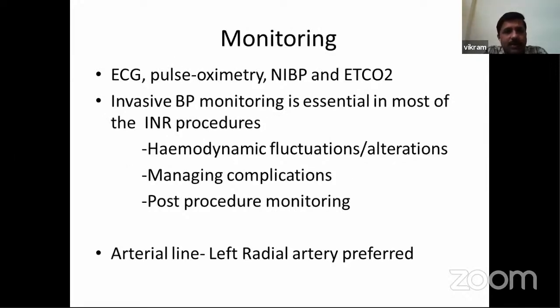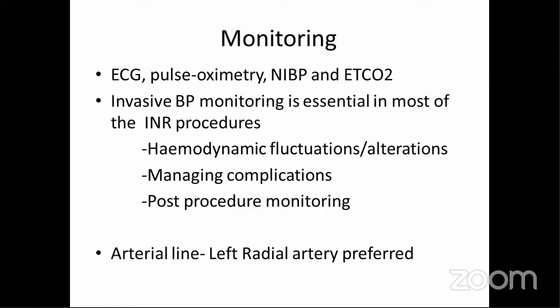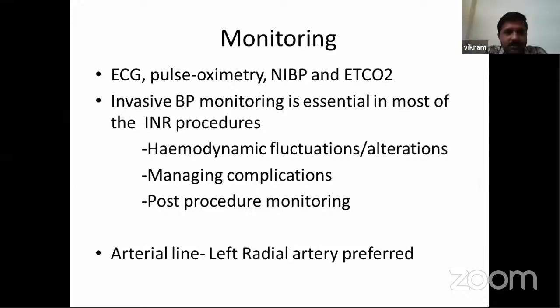So we cannot compromise on monitoring. Use standard monitors that include ECG, pulse oximetry, NIBP, and ETCO2. Invasive BP monitoring is essential in most of these procedures, as I've already mentioned. The procedures per se can be associated with fluctuations, and sometimes the radiologist can request to raise the pressure or lower the pressures. So when you have an arterial line, it's easy to titrate your drugs. And when there are any complications, they can be better managed when you have an arterial line in place.